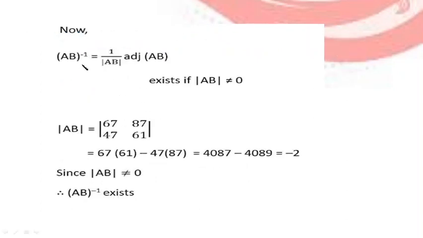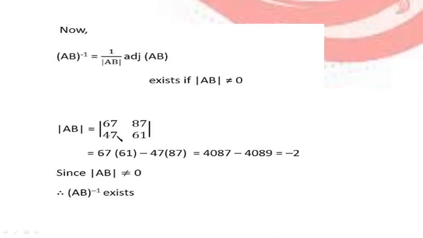So now AB inverse, AB is this time representing one single matrix. If you want, you can even give it some other name like matrix C, which is equal to AB, or otherwise we can proceed with AB only. But if you get confused, you can even name it with some other matrix C. So AB whole inverse is equal to 1 upon determinant AB into adjoint AB. This inverse exists only if determinant AB is not equal to 0.